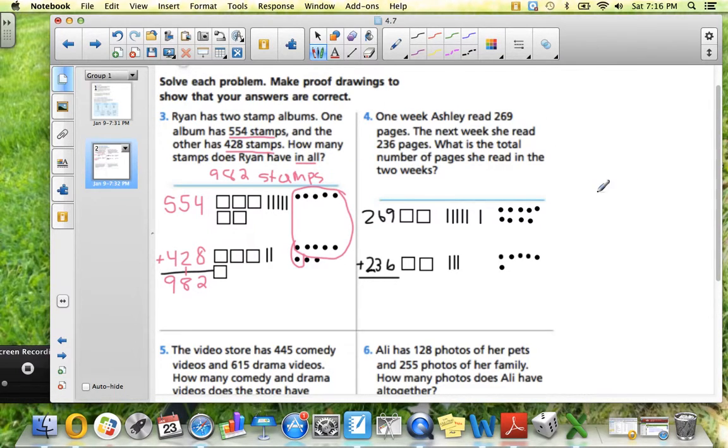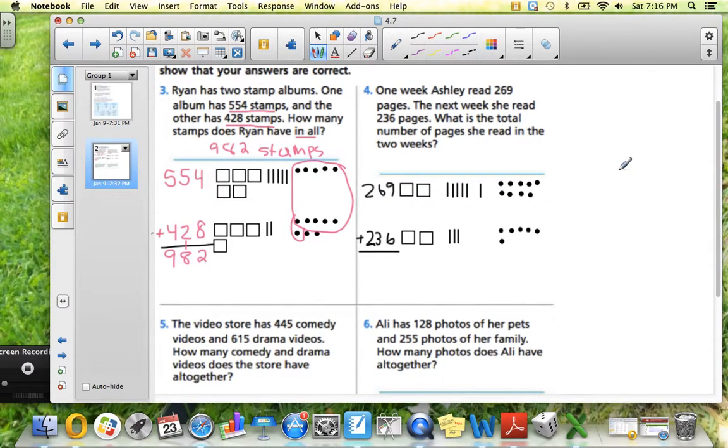Number 4. One week Ashley read 269 pages. The next week she read 236 pages. What is the total number of pages she read in the 2 weeks? So it's asking us for the total number, which we're going to add. Again, I already made my place value drawing, so that's the first thing you do: you make your place value drawing and set up your addition equation. So pause the video and do that real quick.